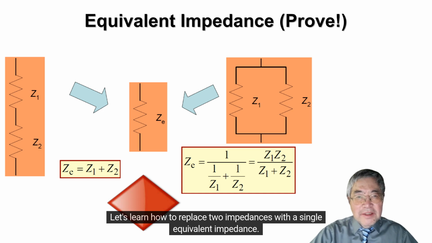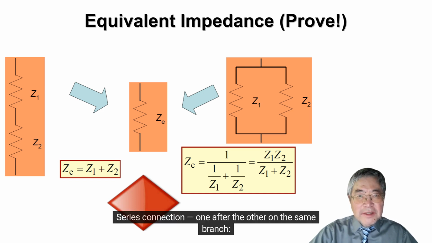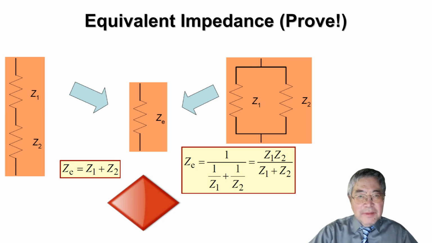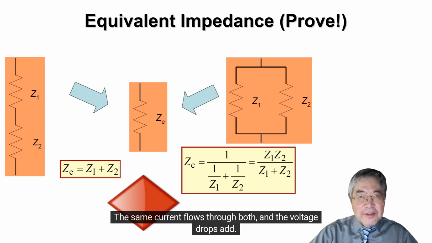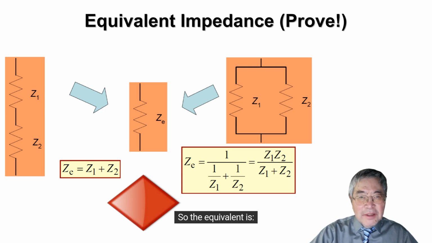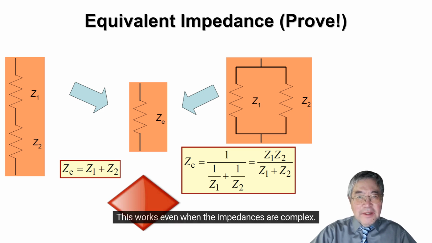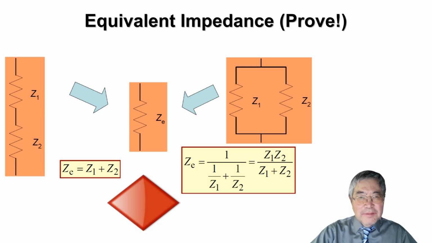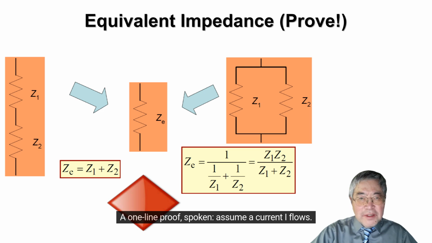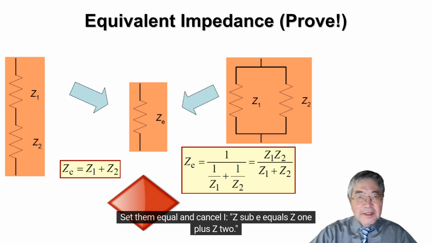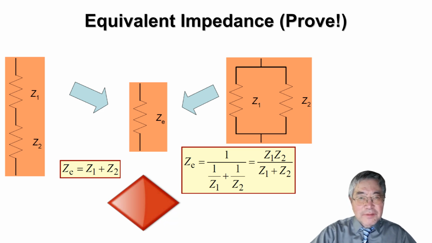Let's learn how to replace two impedances with a single equivalent impedance. Series connection: one after the other on the same branch. The same current flows through both and the voltage drops add. So the equivalent is Z_E equals Z1 plus Z2. This works even when the impedances are complex. A one-line proof, spoken: assume a current I flows. The total voltage is I times Z_E. It is also I times Z1 plus I times Z2. Set them equal and cancel I. Z_E equals Z1 plus Z2.